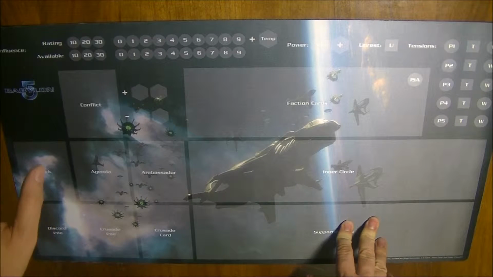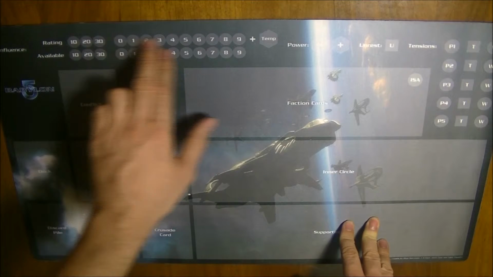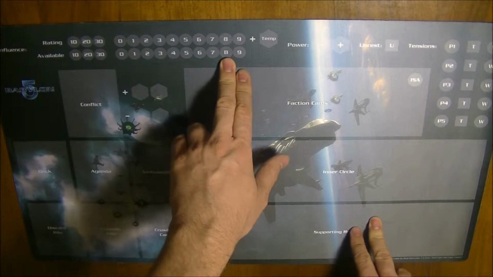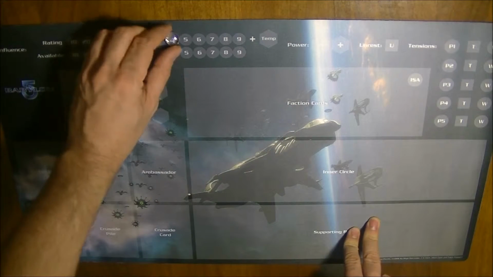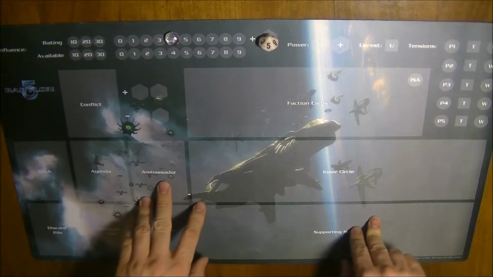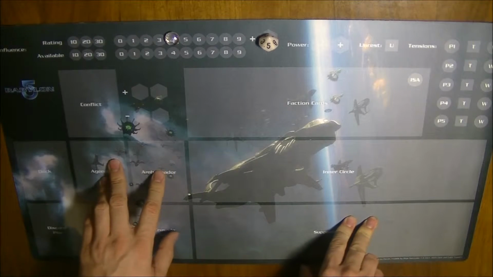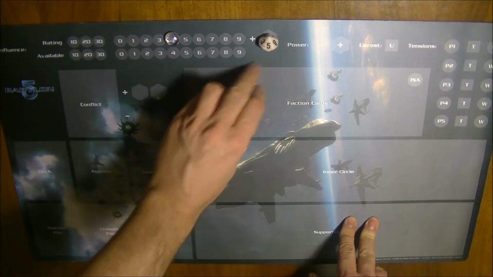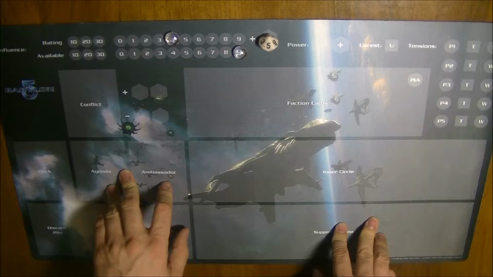You have distinct areas for tracking your influence, either the rating of your influence or the available influence within the round. If you have some temporary influence during the round, you can place a die which represents the amount of influence added to your available influence during that round. So for example, if you have 4 and 5 temporary, you have 9 influence per round to spend.